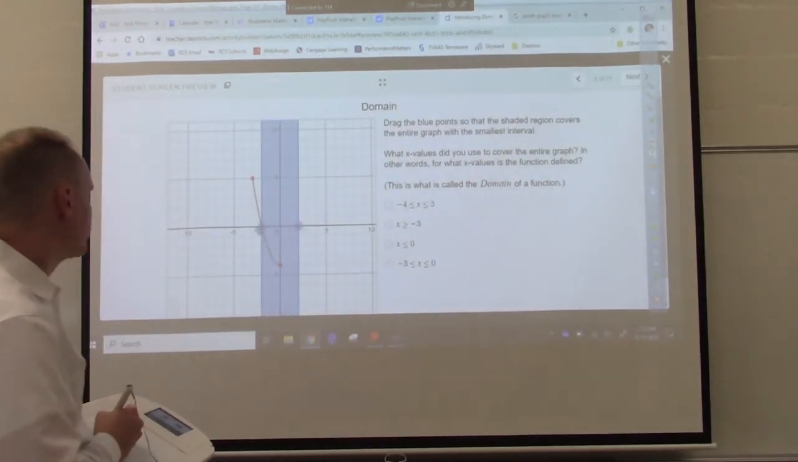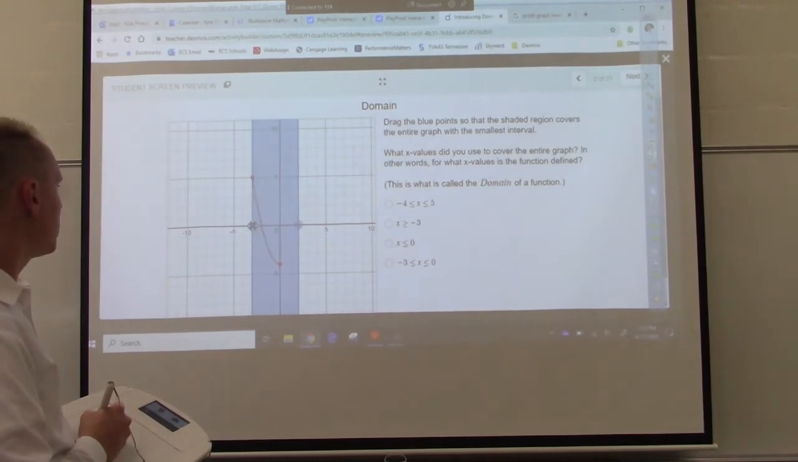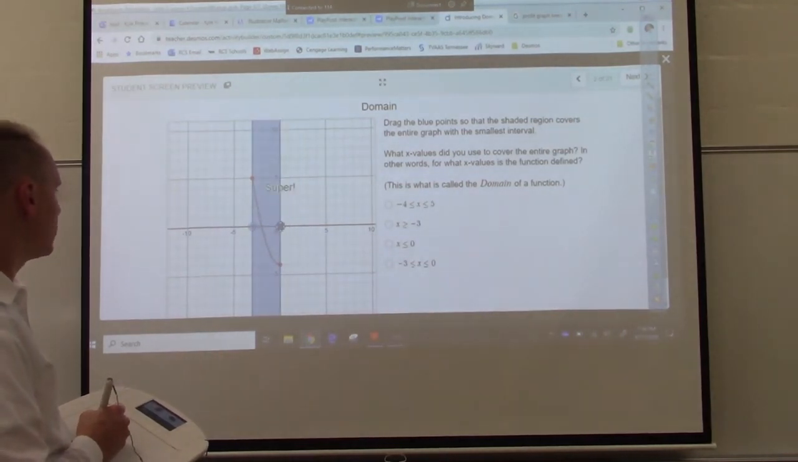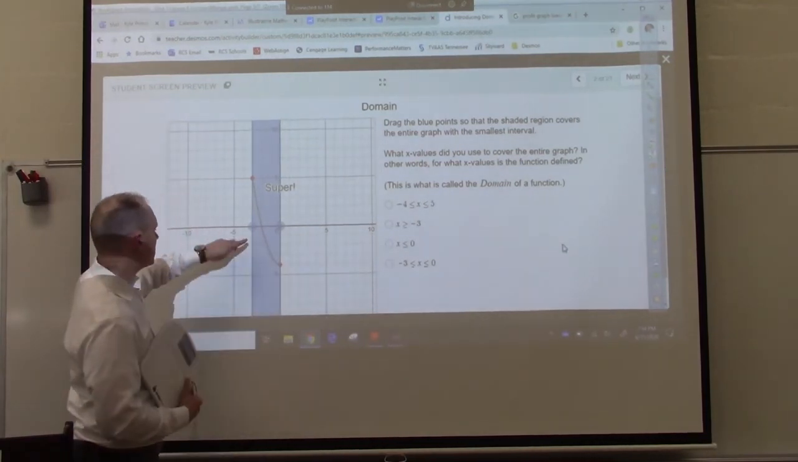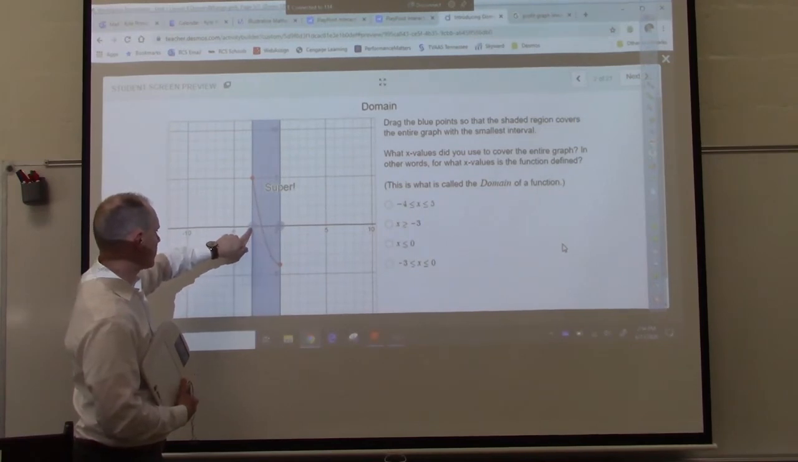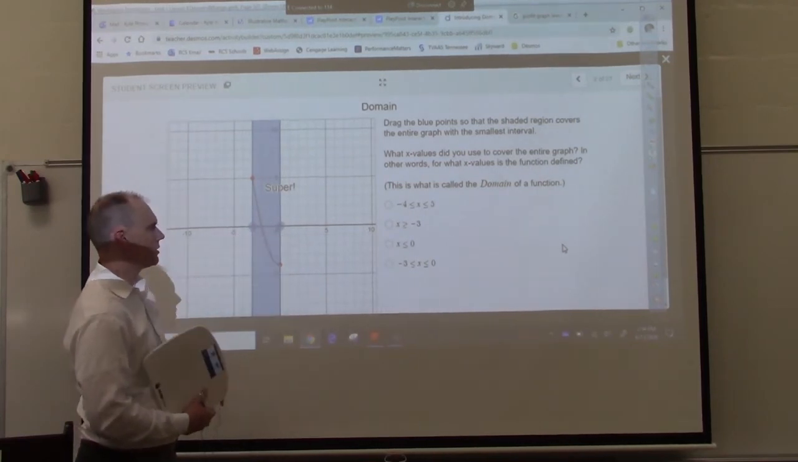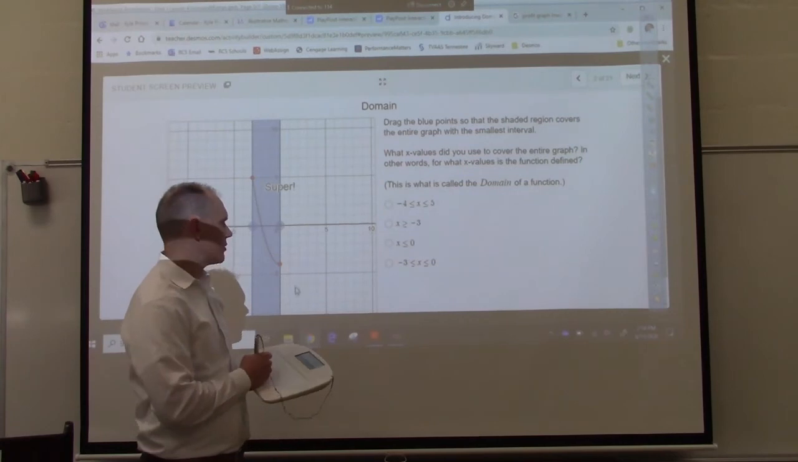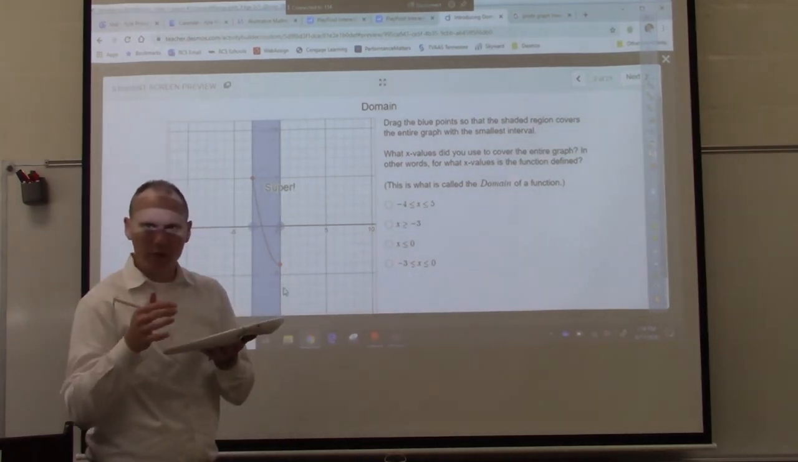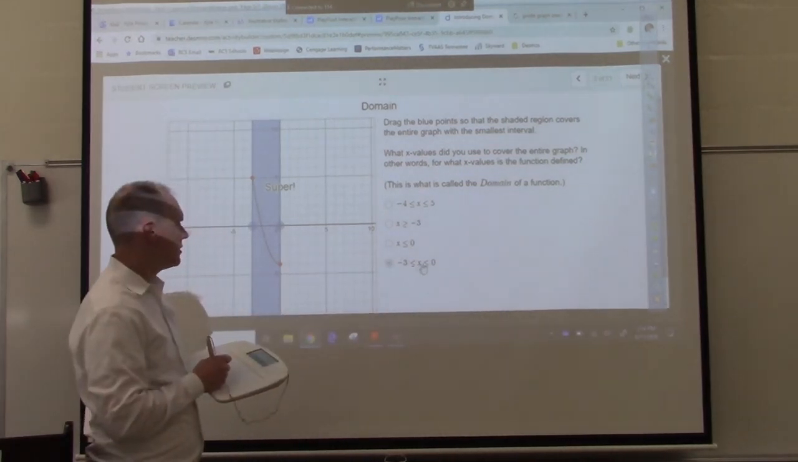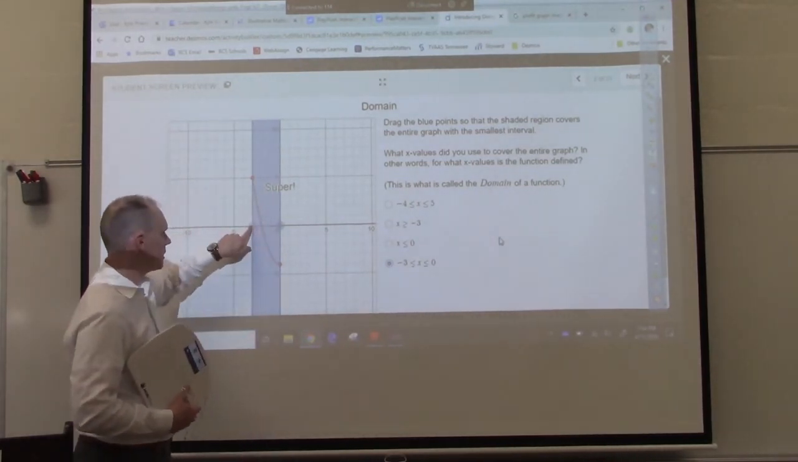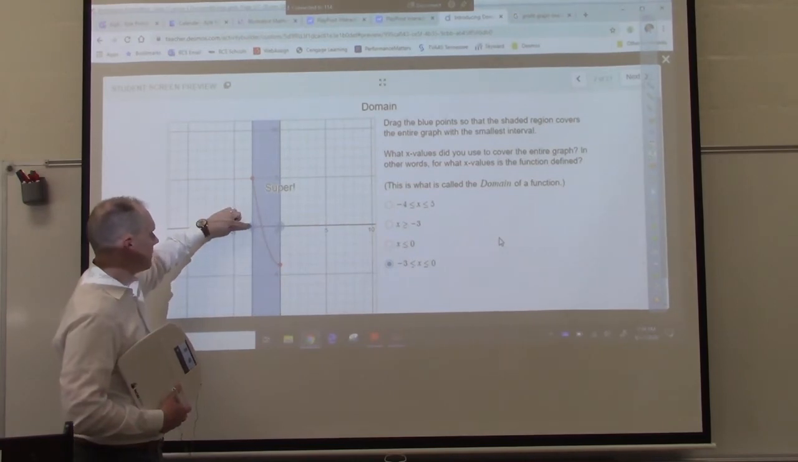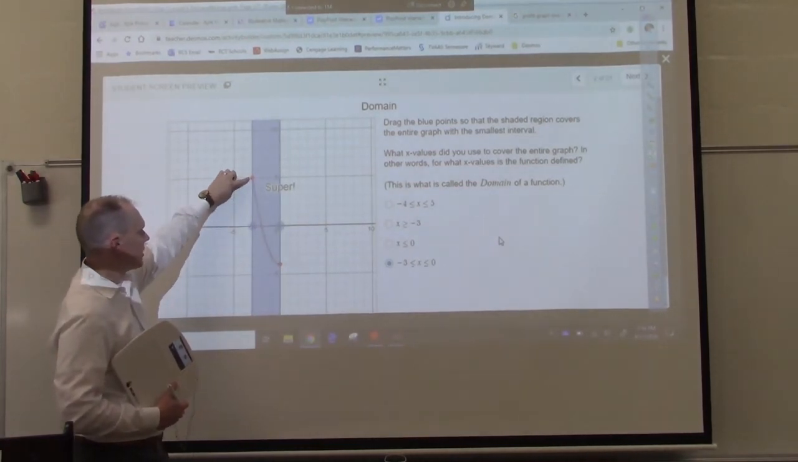So we're going to drag the blue points to cover the graph with the least amount of shading possible. There we go. So again, the domain is from the left side to the right side. So from -3, it looks like, to 0. So from -3 to 0, then we're going to sandwich x in between -3 and 0. So that's going to be these less than signs. And then it's inclusive because it includes these two points. And I'll go ahead and talk a little bit about that too.